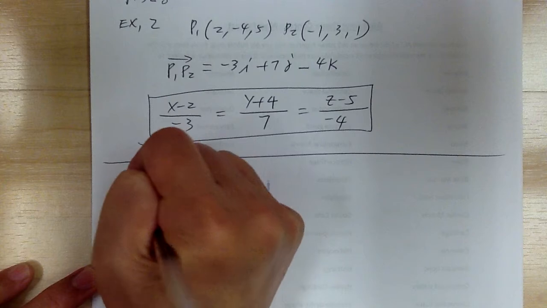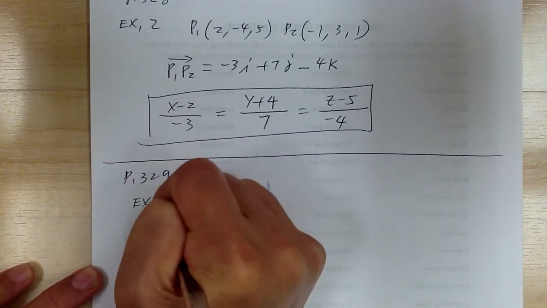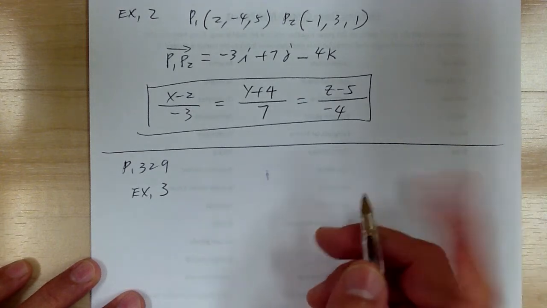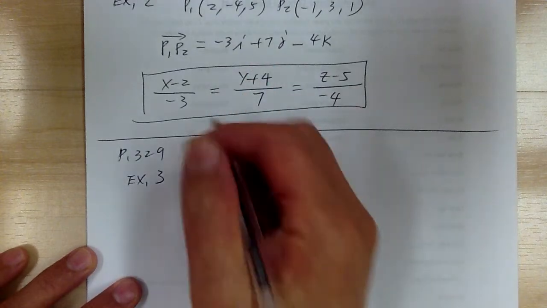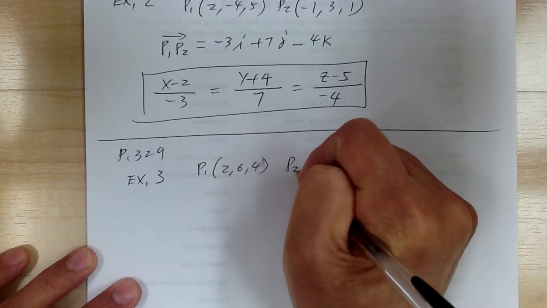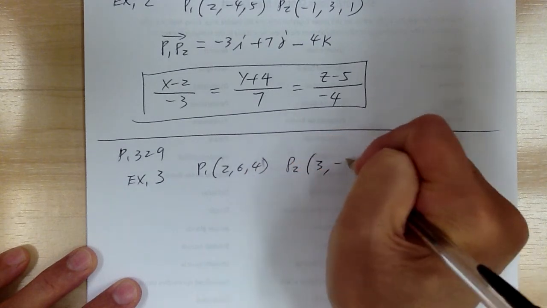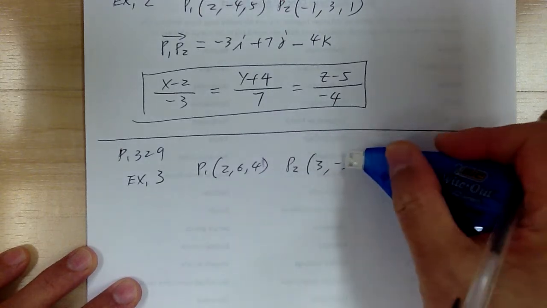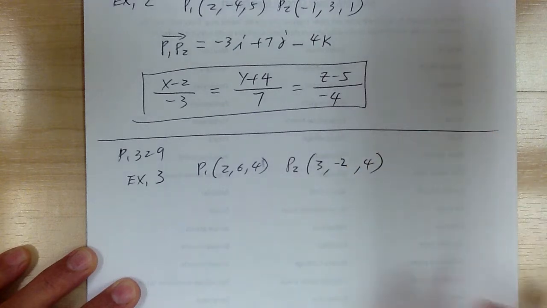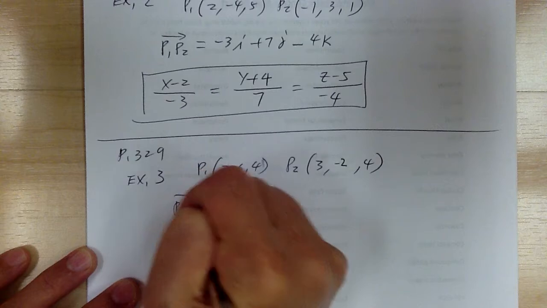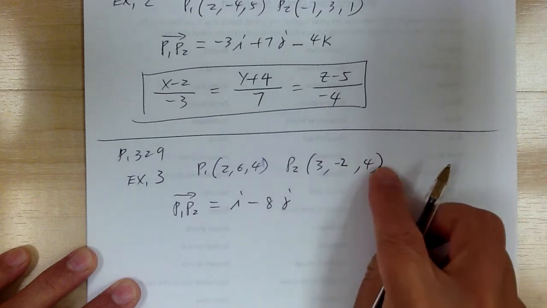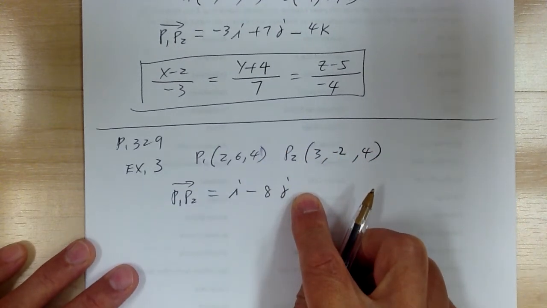Okay, let's go to page 329, example 3. It says, write the equation of the line passing through those 2 points. Same thing, right? So P1 is (2, 6, 4), and P2 is (3, negative 2, 4). So again, first you need to get your vector, P1 to P2. When you subtract, you're going to get i, this minus this gives you minus 8j, and this minus this is 0.